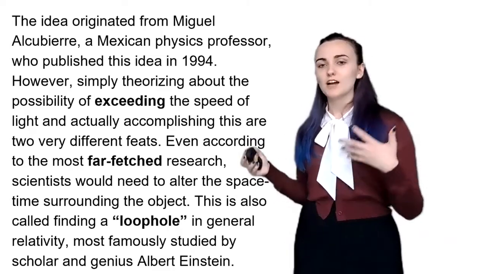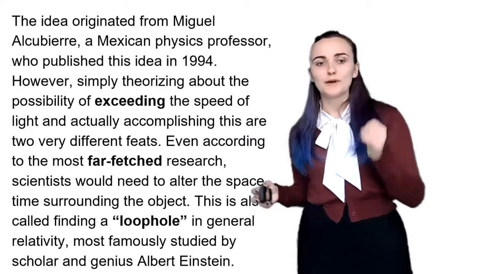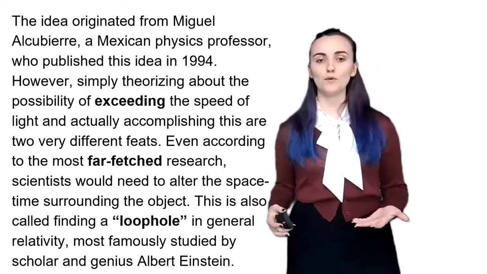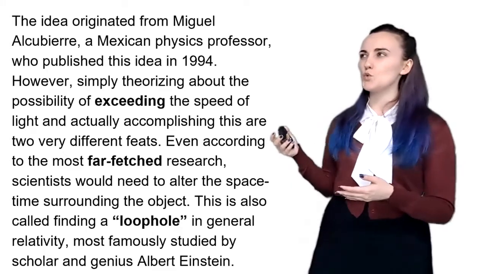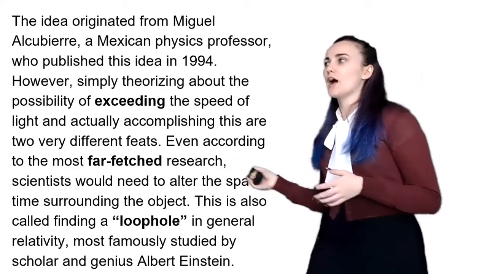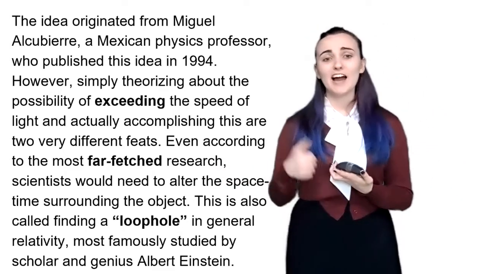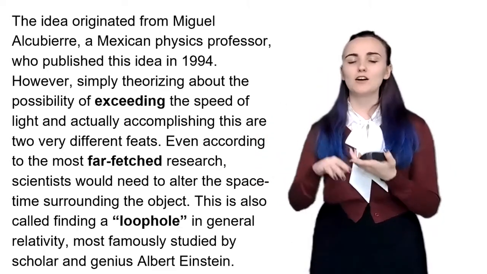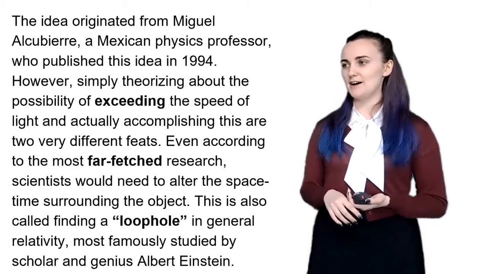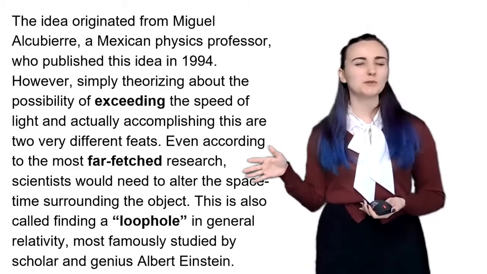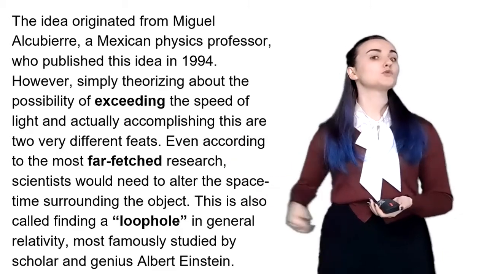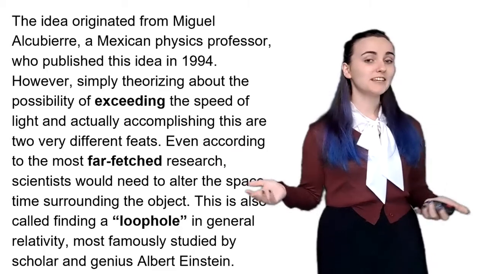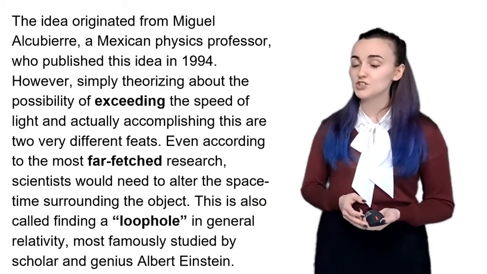And so this idea of using the fourth dimension of time in order to get things to move faster than the speed of light is called a loophole. So a loophole is when you are able to avoid some kind of rule. So you can find tax loopholes, you can find loopholes in physics, you can find loopholes in all different types of things. So basically it's just using some kind of trick to get around the rules or to break the rules. And so relativity, this concept in physics, was famously studied by scholar and genius Albert Einstein.